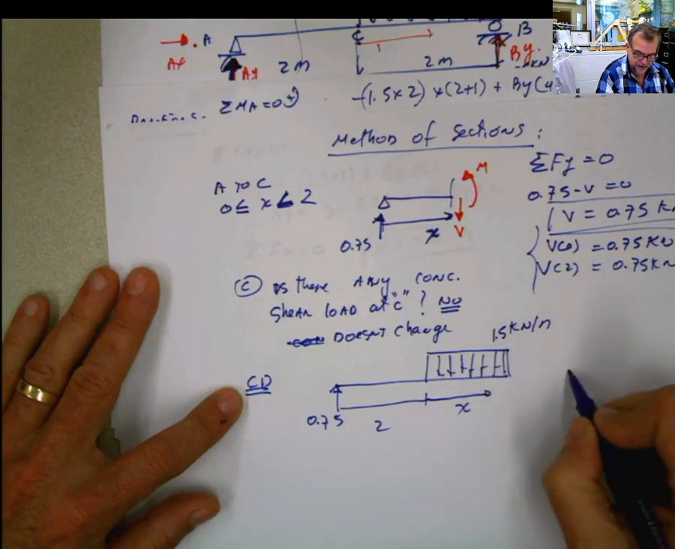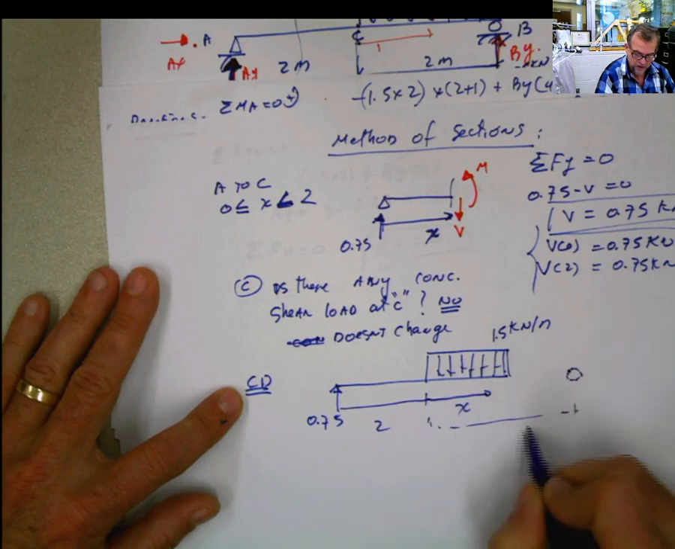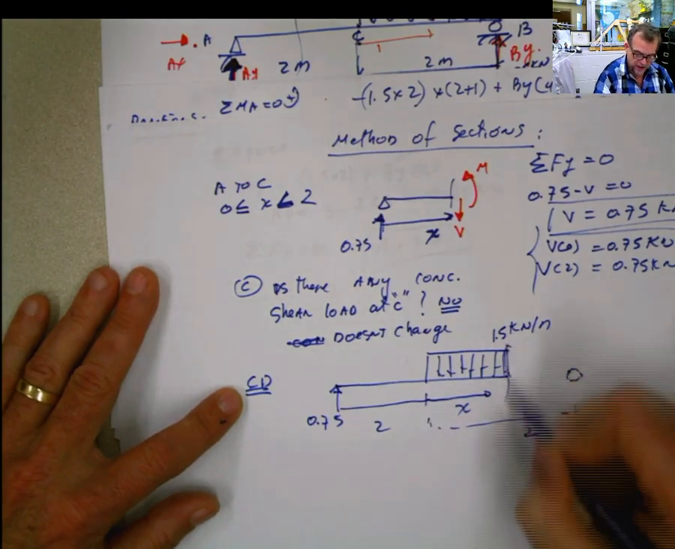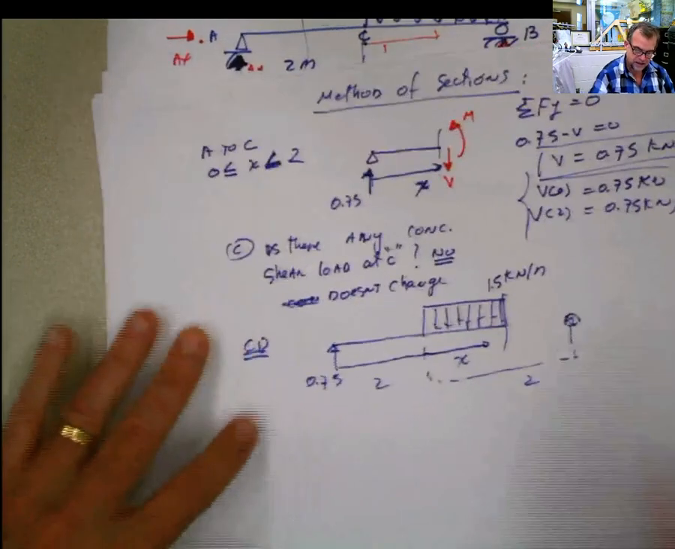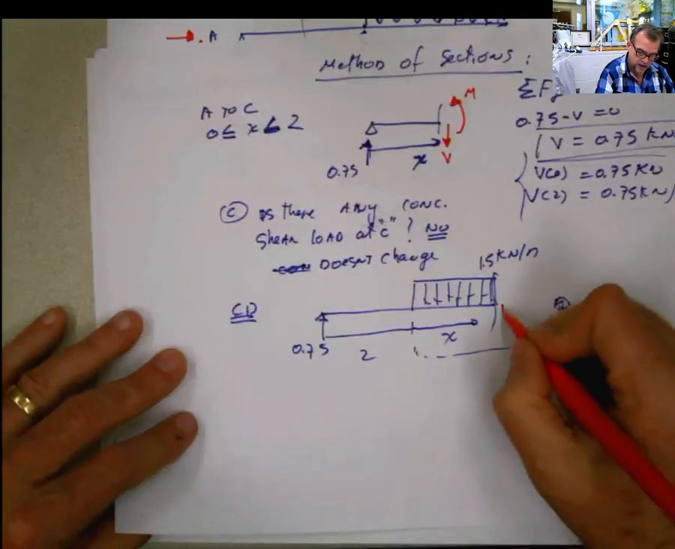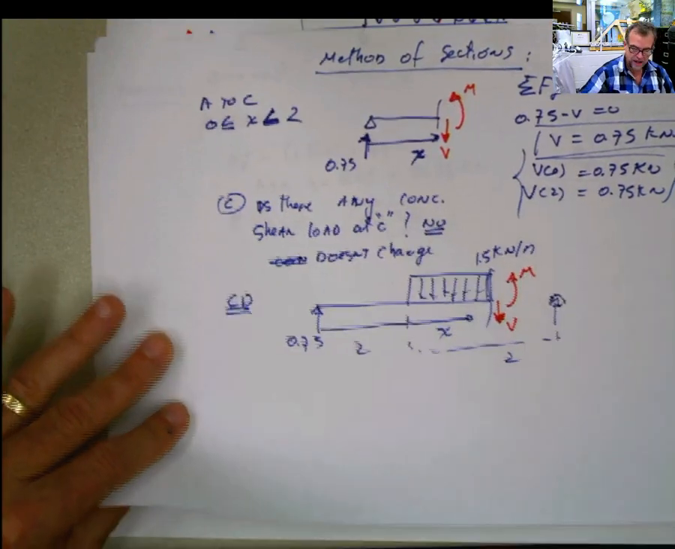Remember X, because the roller should be somewhere here, and the total distance from here to here should be 2. But I'm cutting it at this point. So if this is the point that I'm making the cut, then I'm going to have also a V and a moment. And the method is the same method.